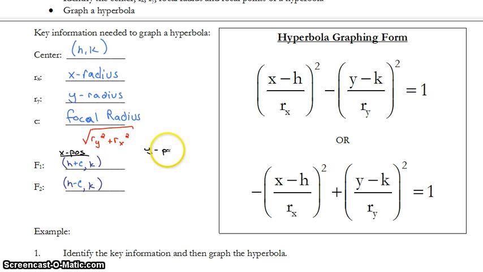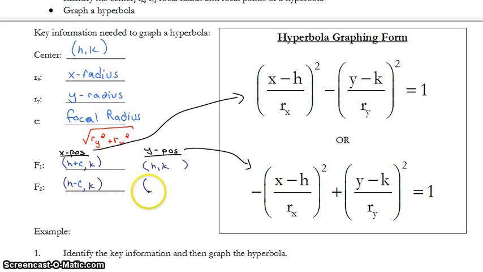If my y term is positive, that's when I make my adjustment to my y coordinate. So h comma k, but I have to adjust it based off your focal radius here. Let's take a look at an example here.